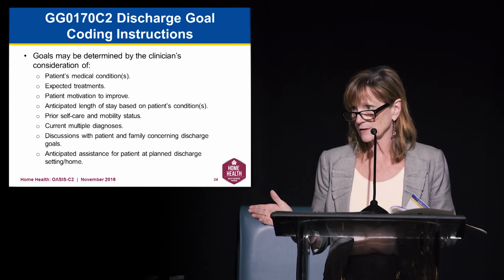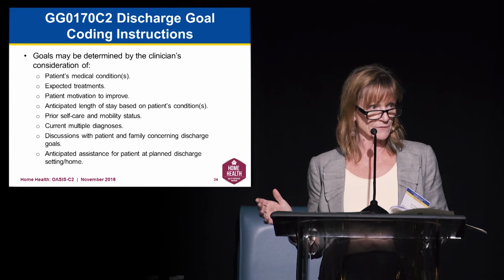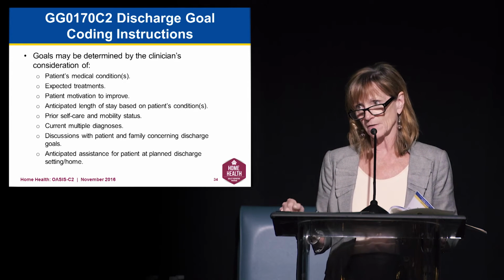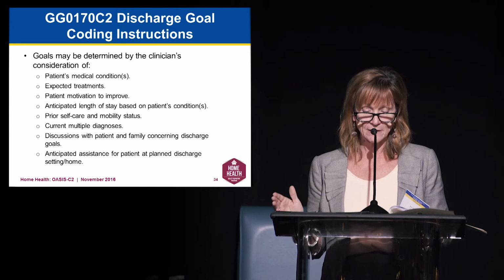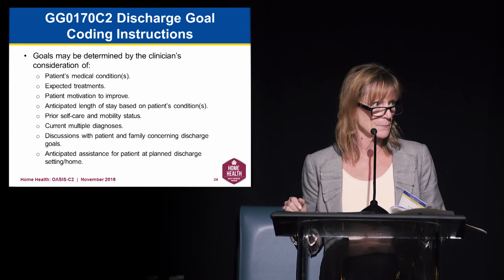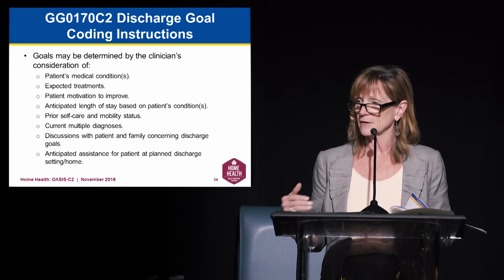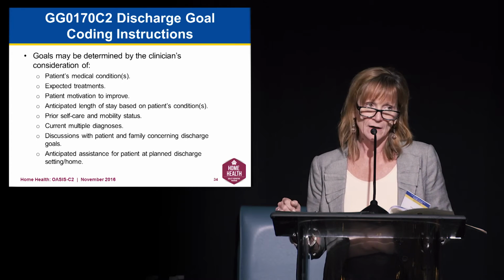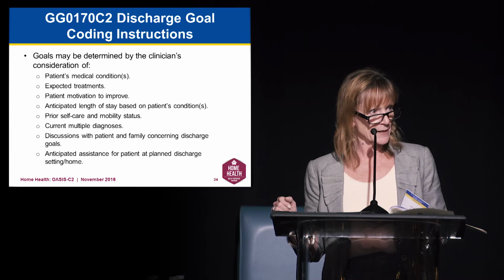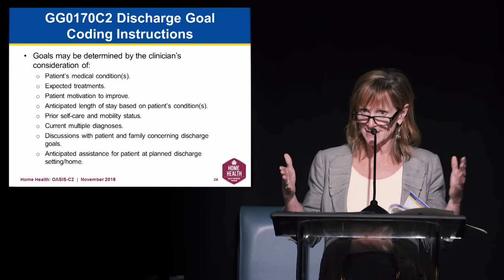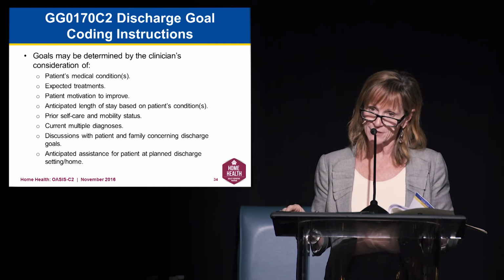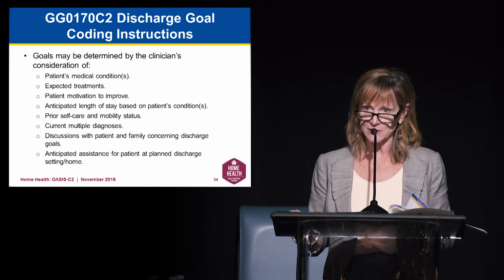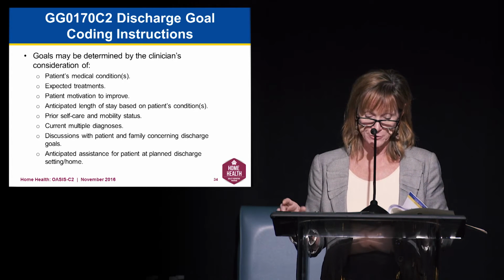So again, we can't stress enough the importance of getting an accurate goal by looking at all of those factors, but also having a very frank discussion with the patient and the family, the caregivers, to really determine what is the appropriate discharge goal for this patient when you're there at the SOC/ROC, at the start of care or the resumption of care. Where do you expect that patient to be at the time of discharge for this measure?